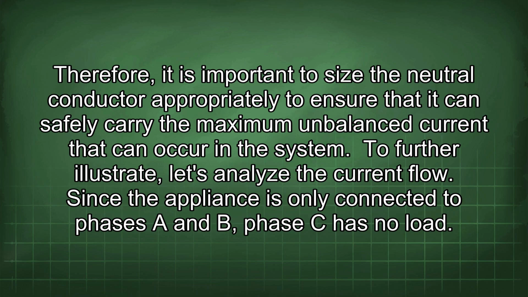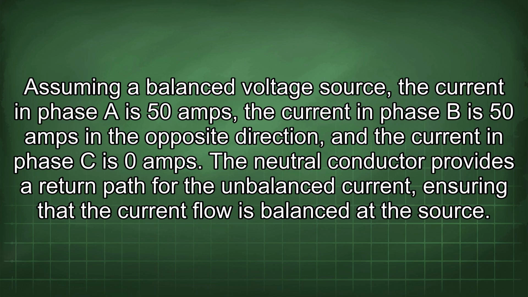To further illustrate, let's analyze the current flow. Since the appliance is only connected to phases A and B, phase C has no load. Assuming a balanced voltage source, the current in phase A is 50 amps, the current in phase B is 50 amps in the opposite direction, and the current in phase C is 0 amps.